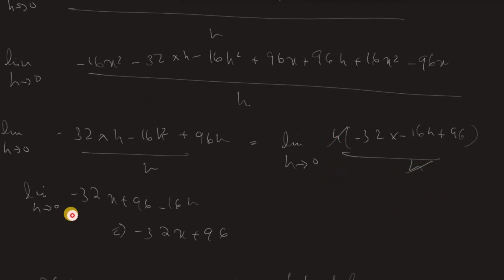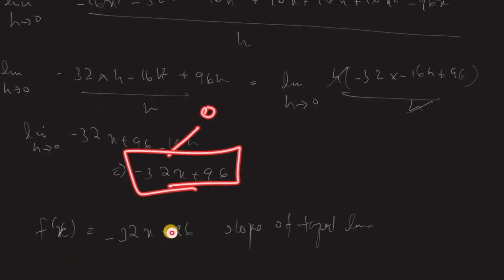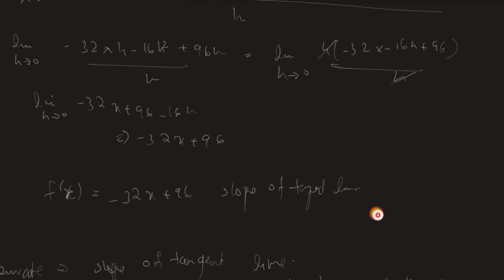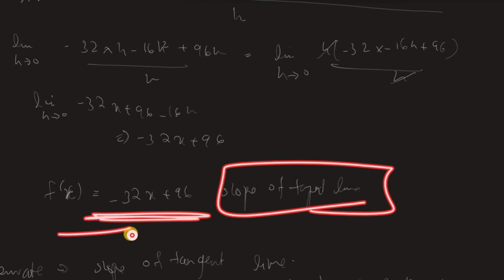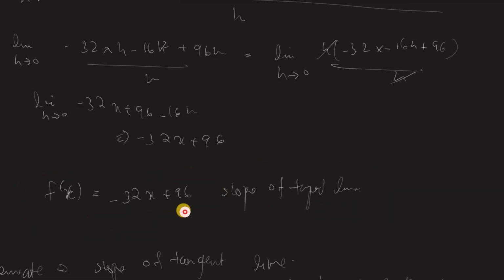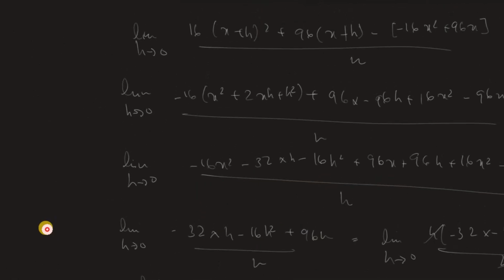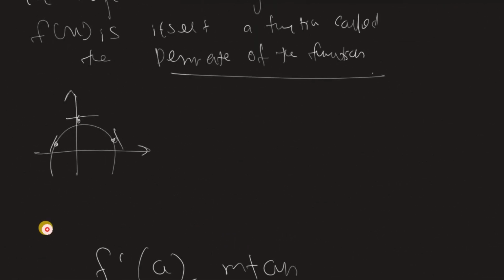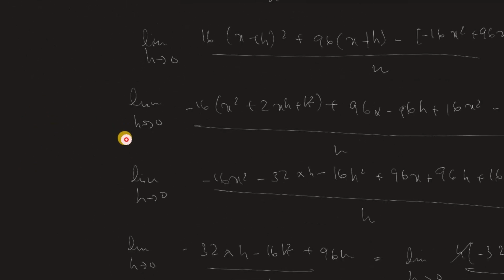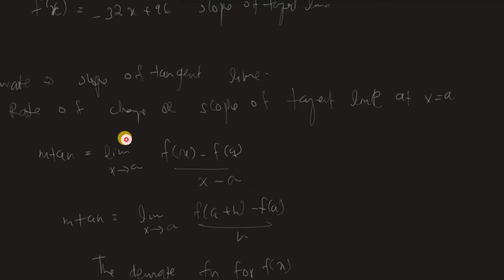After you have cancelled the h, you can go ahead and take the limit as h approaches 0, so you get 0 over here, and you're left with this one. So this is the slope of the tangent line that you get. This basically gives you the function which finds the slope of the tangent line at any point on the curve. So you have this curve given over here, and now you have a function which gives you the slope at any particular point on the curve, the slope of the tangent line.